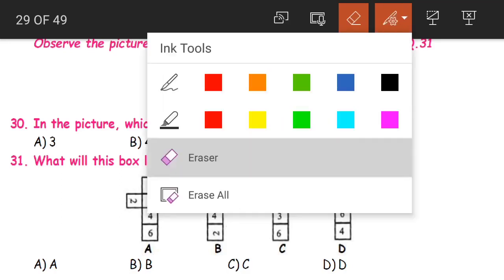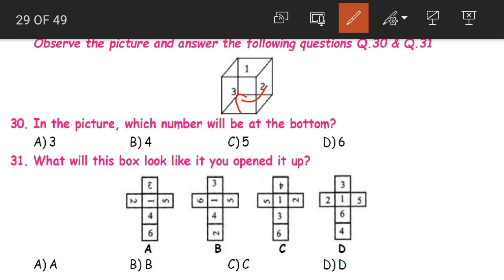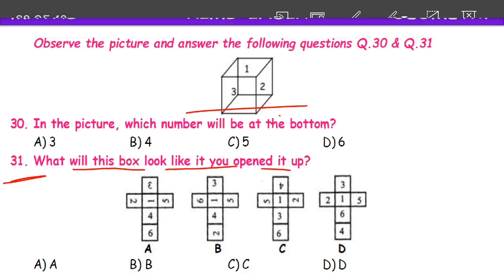See, 2 from 2 to 3, 3 to 4, 4 to 5 and 6 at the bottom. Is this clear, children? So which number will be at bottom? Option D, 6. Else, if you are confused as to which number will come, you can take the help of question number 31. What will the box look like if you opened it up?